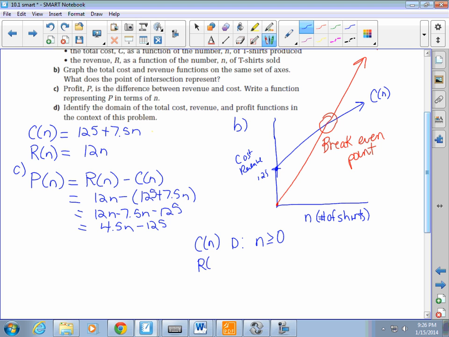My revenue, again, is based on the number of shirts I sell, and I can't sell anything less than 0 shirts. So that means my profit then is going to be not less than 0 shirts, or not less than 0.